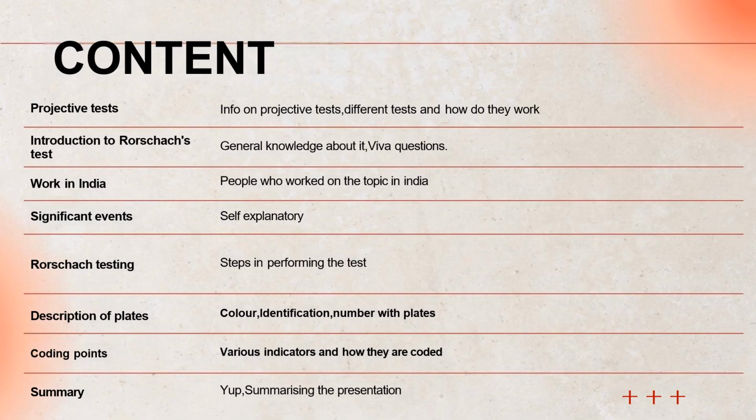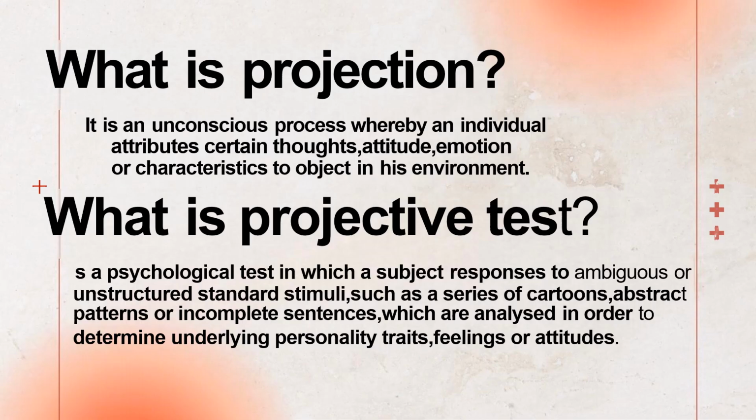We will be covering a wide range of topics. We will start with projective tests and discuss some information on projective tests, different tests and how they work. Then we'll go on to the introduction. Then we will see some work that has happened in India with regards to Rorschach and projective tests. Then we'll talk about the significant events. Then we'll talk about the actual testing of Rorschach and description of plates, coding, and then we'll summarize the presentation.